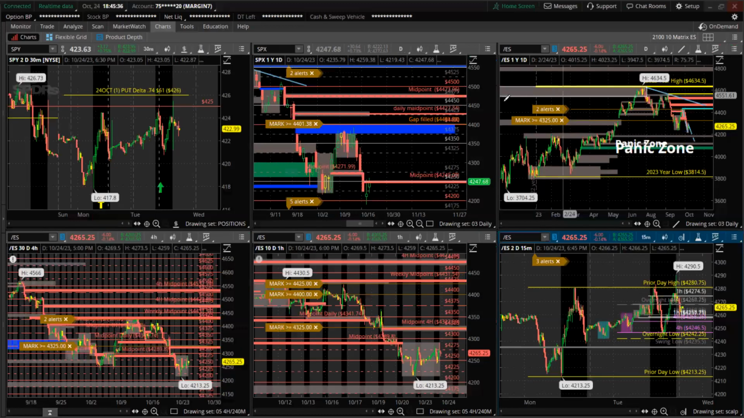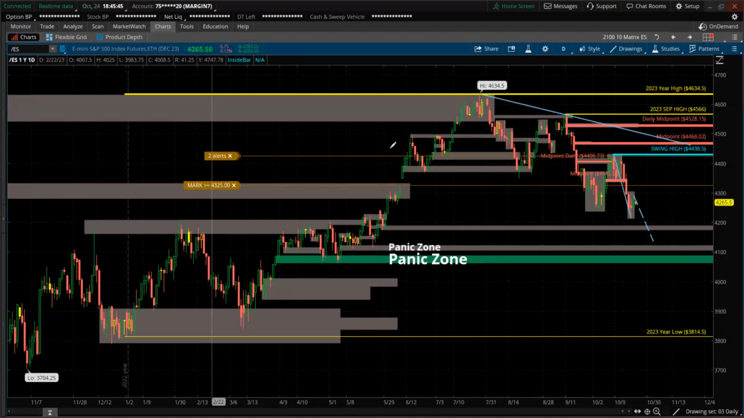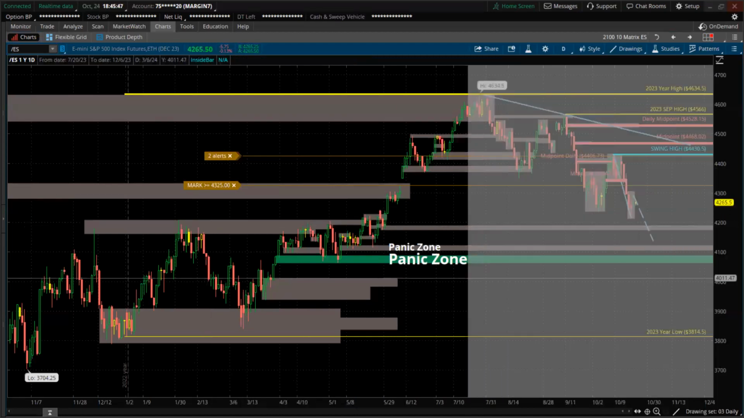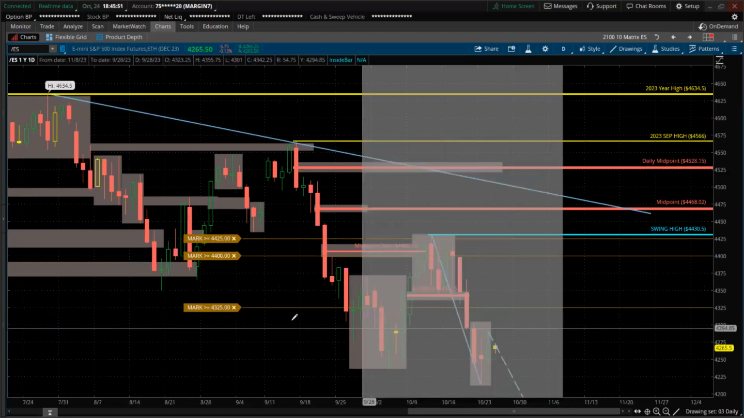Now let me show you some other things here. I'm going to go to the daily chart of the S&P 500 futures. Again, you see prices moving because the futures are open right now. Yep, you can trade them right now. This is the daily chart, S&P 500 futures.